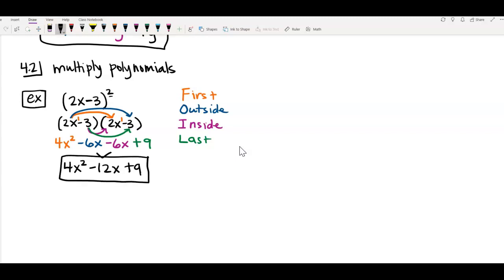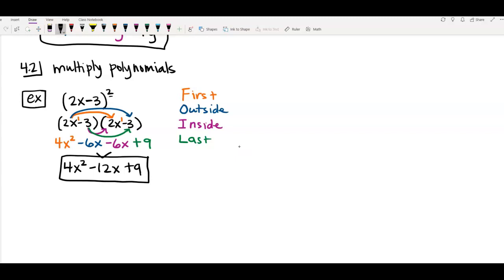And think about it, if you just tried to distribute that power of 2 through to everybody, do you see how you would get the 4x squared and you would get the 9, but you'd be missing this middle term there. So that's why you can't just distribute that through. Okay.